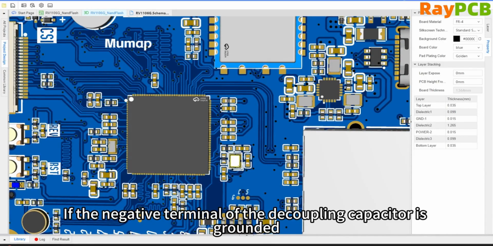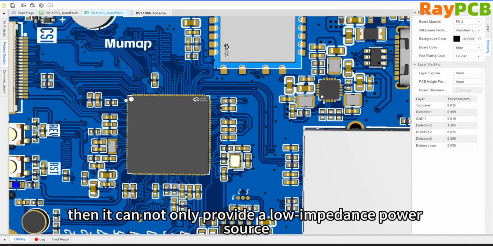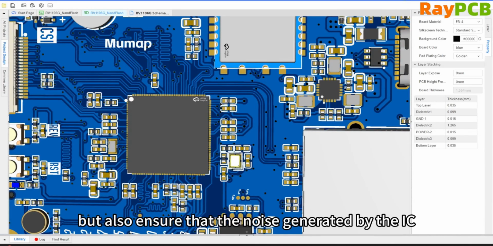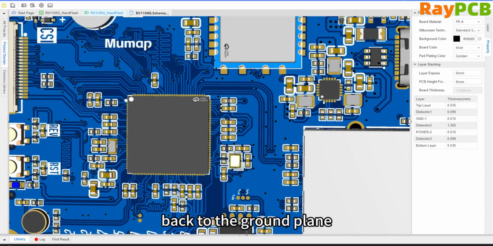If the negative terminal of the decoupling capacitor is grounded and can be connected to a solid ground plane through the nearest via, it not only provides a low impedance power supply, but also ensures that the IC has the shortest and most direct return path back to the ground plane, thus avoiding disruption.